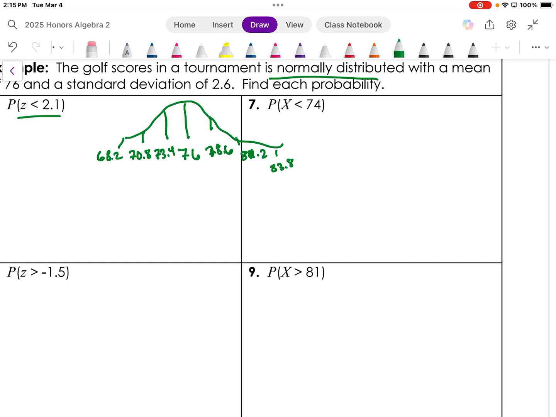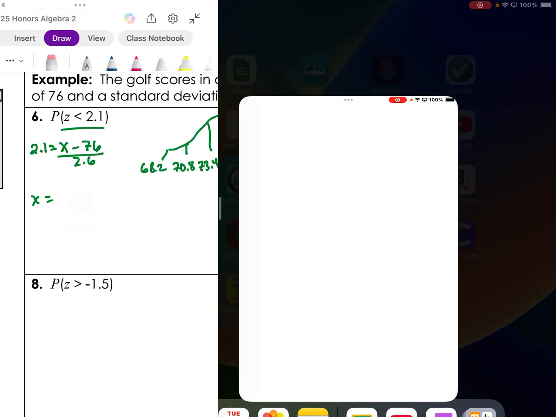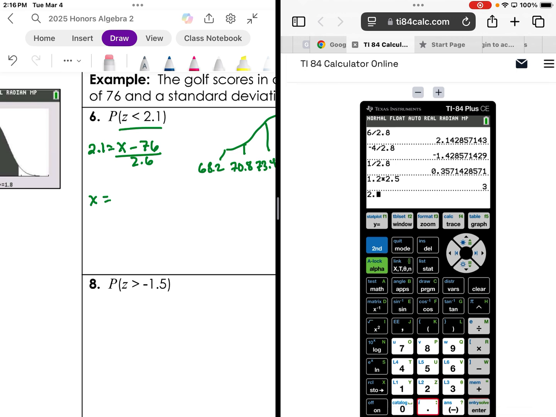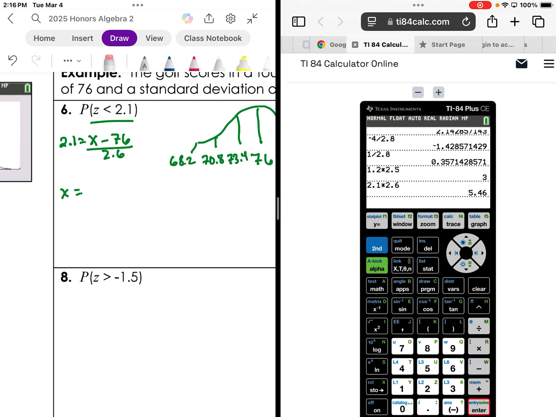So we could, if we really wanted to use yesterday's thing, say, all right, 2.1 is equal to x minus 76 divided by 2.6. And then I'm going to do the math pretty quickly without showing all the steps, on the calculator. So I say 2.1 times 2.6. I get that answer. Then I'm going to add the 76 over. And that gives me 81.46. Now I have a number that's on my empirical rule chart, or at least I can find an area that is.